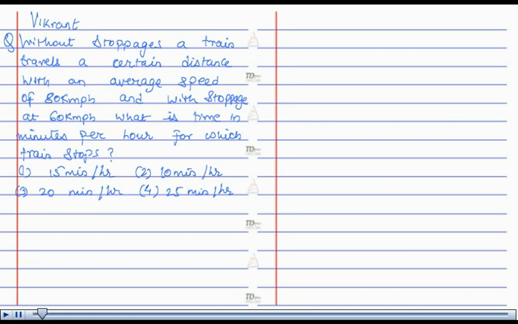Hello, I am Vikrant. The question is, without stoppages, a train travels a certain distance with an average speed of 80 km per hour and with stoppages at 60 km per hour. What is the time in minutes per hour for which the train stops?